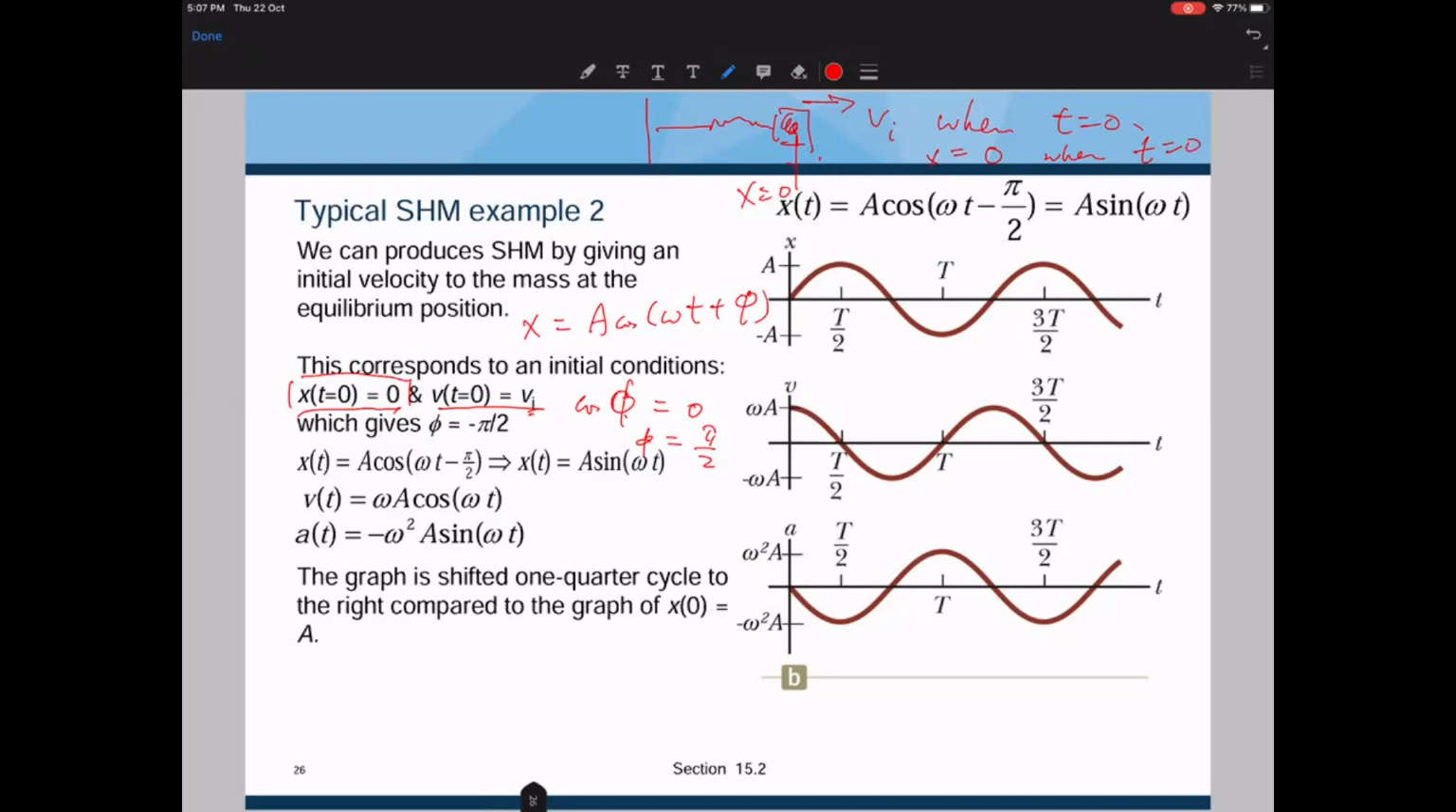Or actually it can also be minus pi over 2, because cosine phi can be 0 when it happens in two situations. So we have to go to the second condition.